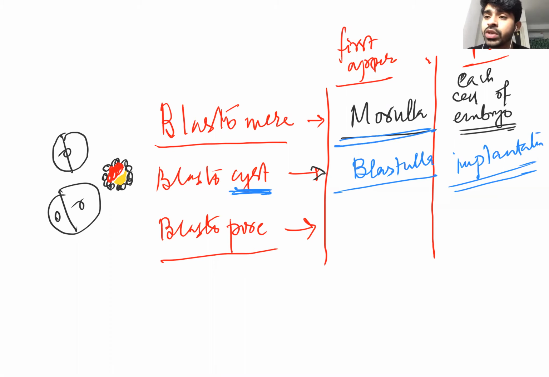And another important point: blastomere we can get after cleavage. So blastomere we can get after the first cleavage division. Are you getting my point? After the first cleavage division, it will appear. Yes, sir. Okay. And this is morula, this is blastula.